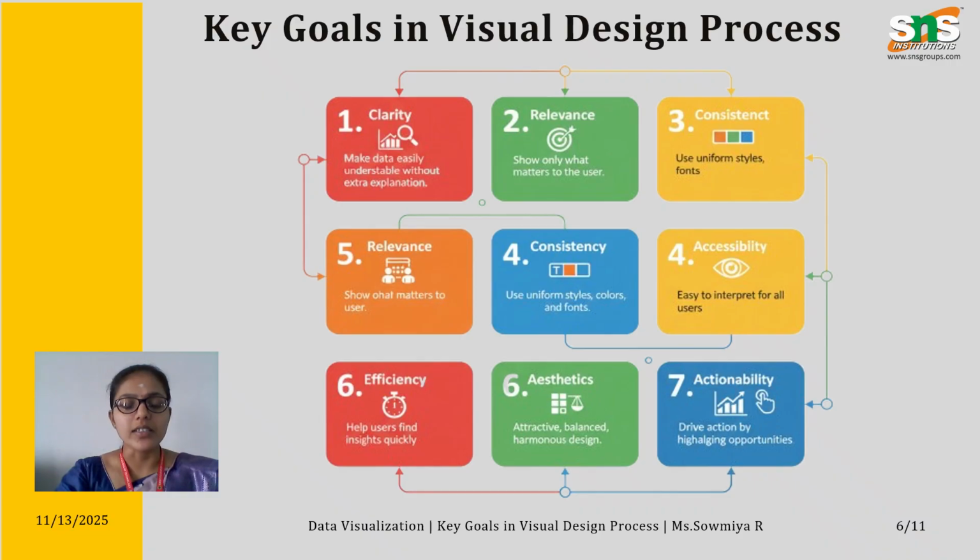Then aesthetics. A visually pleasing dashboard builds the user trust. Choose color palettes that balance contrast and harmony. Then accessibility. Ensure visuals are readable on all screens and understandable by all the users, including those with color blindness. These five goals transform the dashboards from data heavy to user friendly. And these are the main five goals in the visual design process.